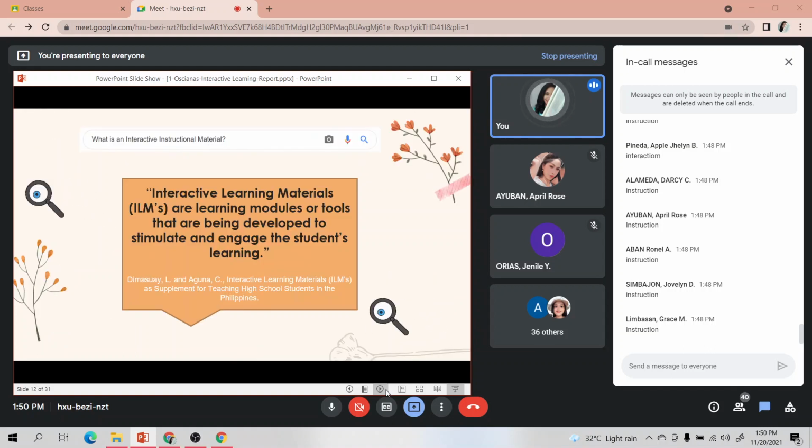So according to Di Masuay and Aguna, interactive learning materials, or ILMs, are learning modules or tools that are being developed to stimulate and engage the students' learning. So this is different from SLMs, no? Because those are self-learning modules. Here is a learning tool that will be used by the teacher to make the class interactive. Thus, in the virtual mode of instruction, the role of the teacher is to provide necessary tools to make learning meaningful.